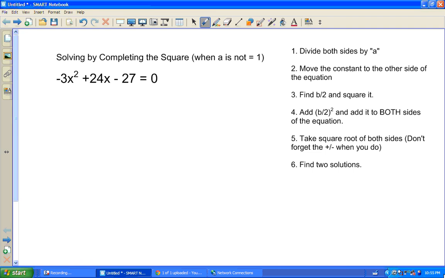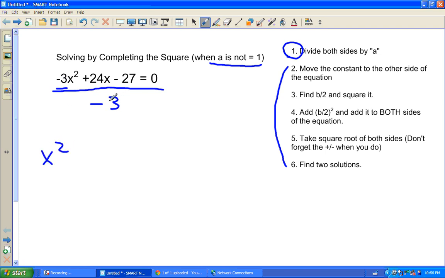To solve our completing the square problems when a is not equal to 1, we need to look at a very carefully and figure out how we're going to make this easier for ourselves. We had these 5 steps in completing the square, but when a is not equal to 1, we have to first divide both sides by a to get rid of that. So we're going to divide that whole equation by minus 3. The reason we're doing this is to get x squared by itself, because minus 3 divided by minus 3 is a 1. That's where my 1 is out front here.